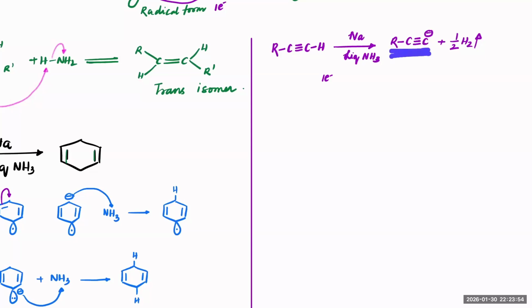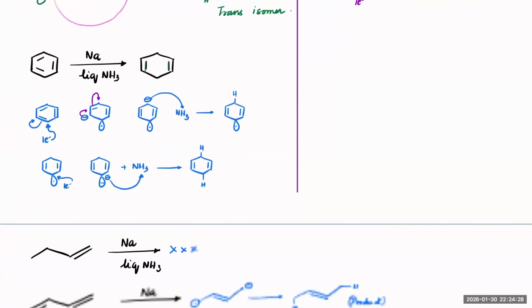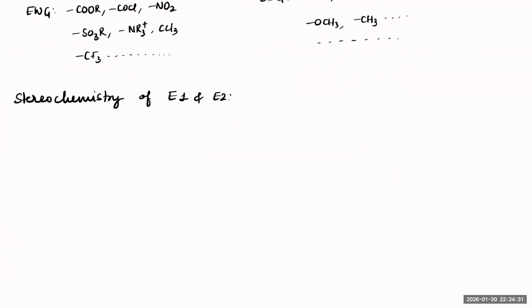So once you get this form, once you get a minus charge, now it will not encourage taking one more electron on itself. So there will not be any electron coming across this position. So no more Birch reduction will take place. So Birch reduction is going to be negative for terminal alkynes as well as simple double bond formation. Okay, all good, right?